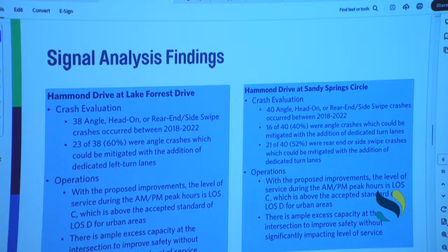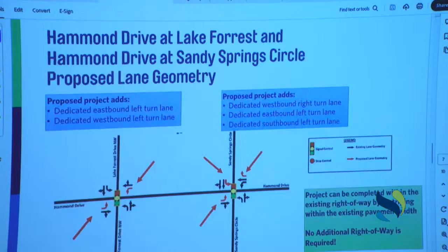And in the existing configuration, there's excess capacity. Likewise, at Hammond Drive at Sandy Springs Circle, we've had 40 angle, head-on, rear-end or side swipe crashes, which can end up as more serious injury crashes. 40% were angle and 52% were rear-end or side swipe. So, again, with the improvements, we will retain level of service C in all the peak hours.